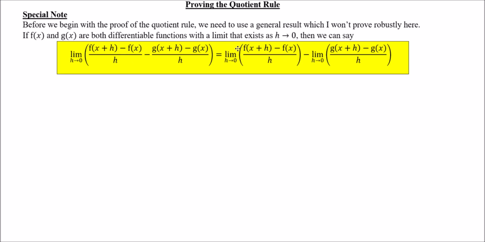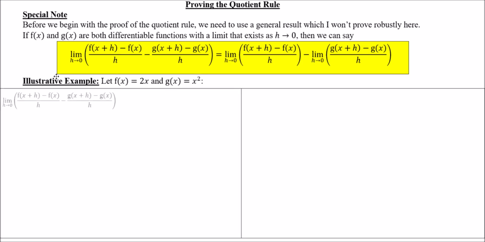At university level or postgrad, this is proven in a much more in-depth way, but for now I'm just going to illustrate that it does make sense, it does work honest, by means of a quick illustrative example. So let's imagine f of x is 2x and g of x is x squared. Then from first principles, let's think about the derivative of f of x minus g of x. So it's the limit as h approaches 0 of f of x plus h minus f of x all over h, minus g of x plus h minus g of x all over h.